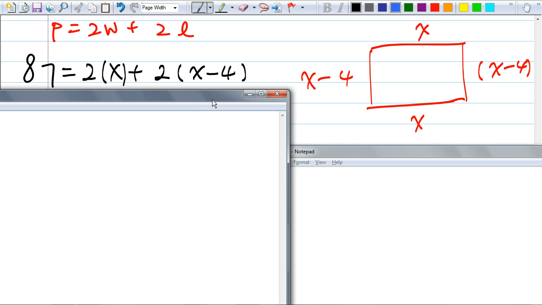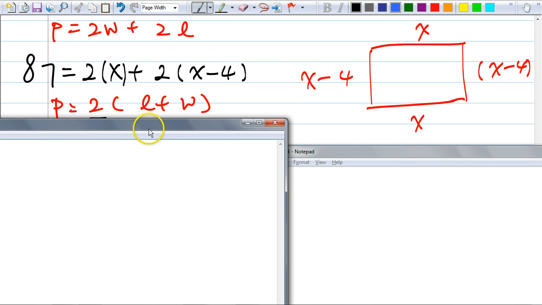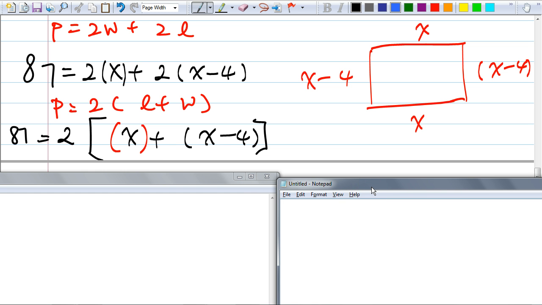Yes, Samuel. You got something? What'd you get? You got 87 equals 2 times parentheses x plus parentheses x plus 4. Oh, you got this. So I said it's fine if you use the other formula. Good. That's fine. Any questions? Are we good? All right.